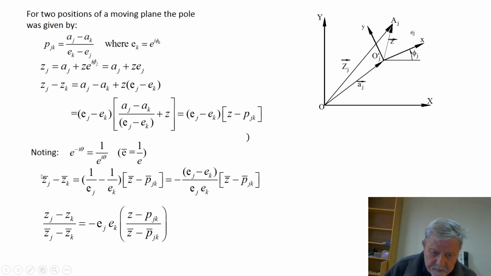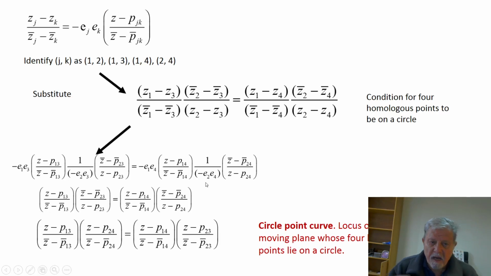Now, this is the complex conjugate of Zj minus Zk. If I take the ratio of the two, notice Ej minus Ek will cancel. Zj minus Zk divided by Zj bar minus Zk bar is equal to minus Ej Ek multiplication, Z minus Pjk over Z bar minus Pjk bar. Okay? Pjk being the poles. Now, if I identify jk as 1 2, 1 3, 1 4, and 2 4, remember?